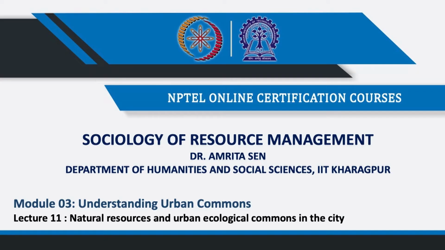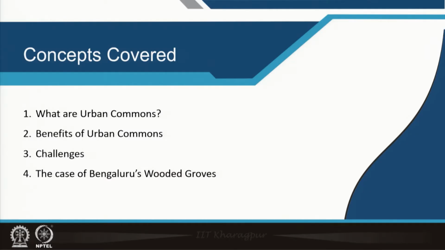We begin the first lecture, that is on natural resources and urban ecological commons in the city. As we would be focusing on the commons in the city, the outline is majorly focused on urban commons. We will first begin by defining what we mean by urban commons. Then we will discuss the variety of functions that urban commons serve. We will then move on and discuss the challenges that threaten the urban commons. Finally, we will discuss some case studies, starting with a particular case from the city of Bangalore's wooded groves. So let us begin with the lecture.